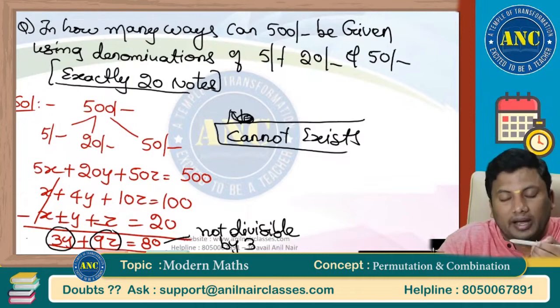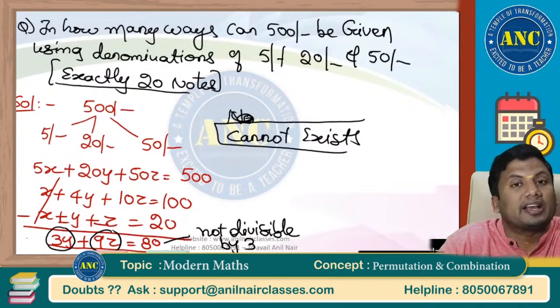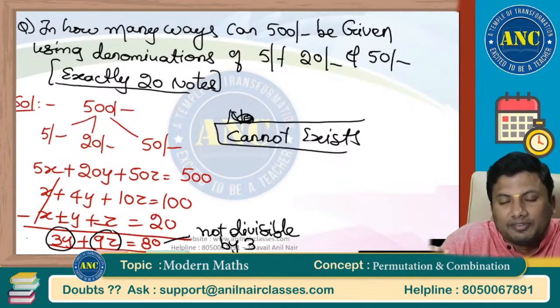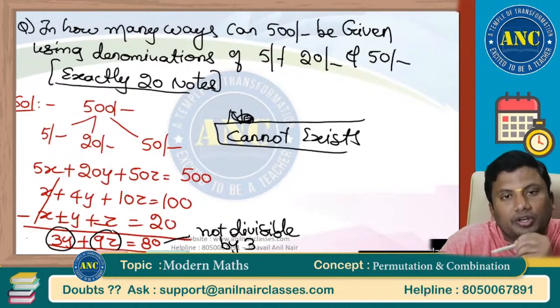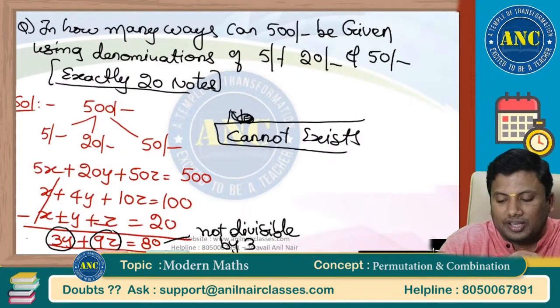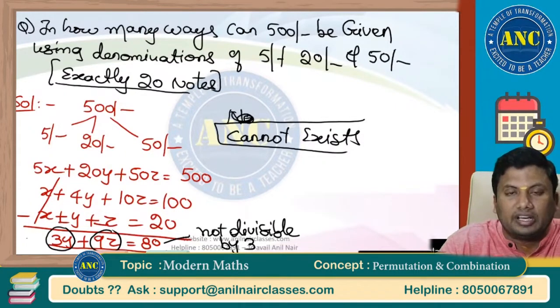Suppose a student might think wrongly like this: sir, I can give 500 rupees using 5 rupee notes. How many are you using? 5 into 100 is 500, so 100 notes you are using. You have to use exactly 20 notes. 500 is 20 into 25, so 25 notes you are using.